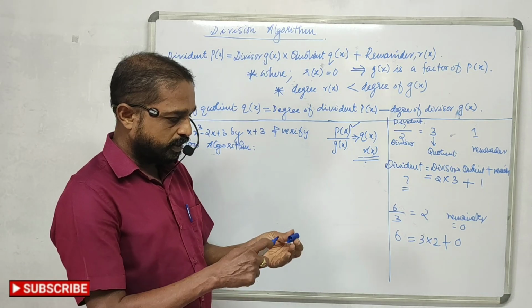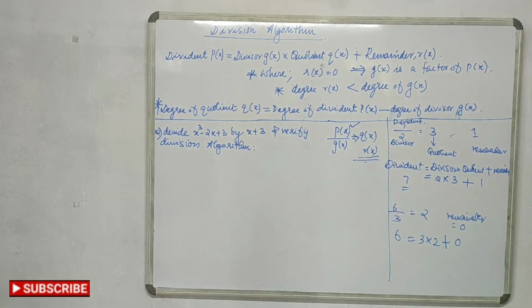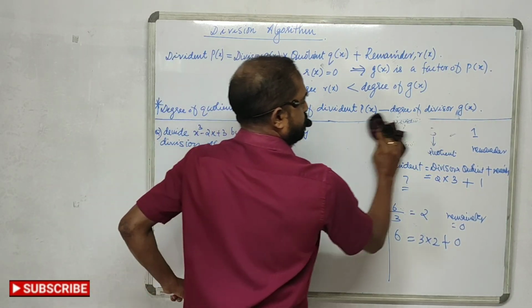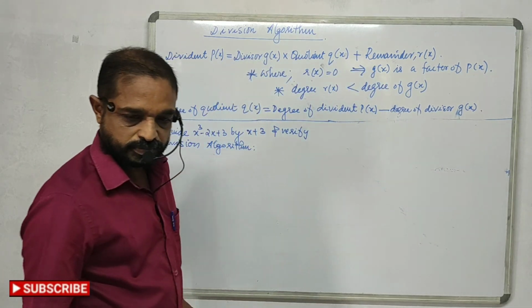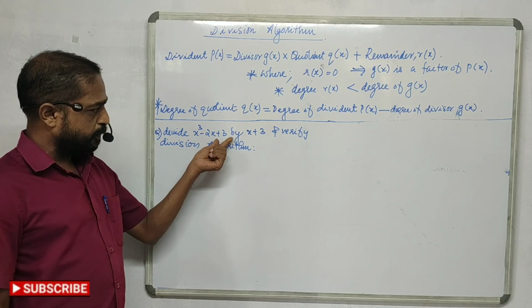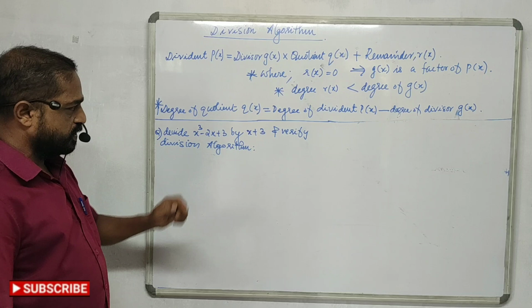Now let us consider a very simple example to verify the division algorithm. See, divide x cube minus 2x plus 3 by x plus 3 and verify the division algorithm. Now let us divide first.